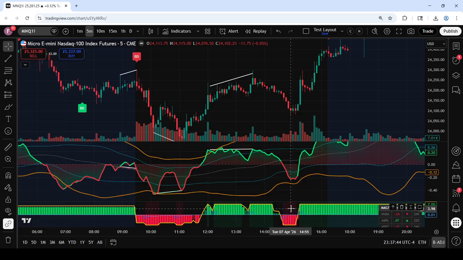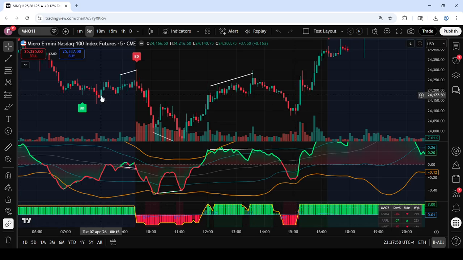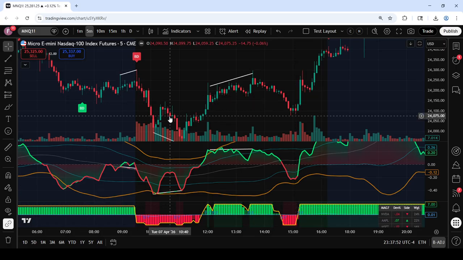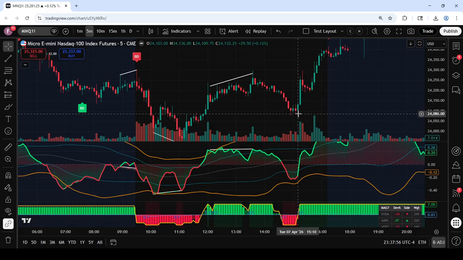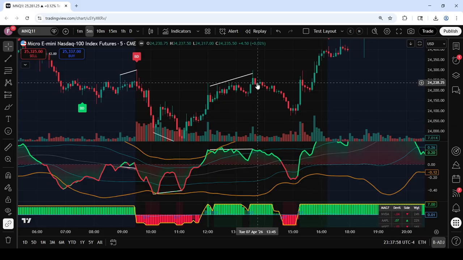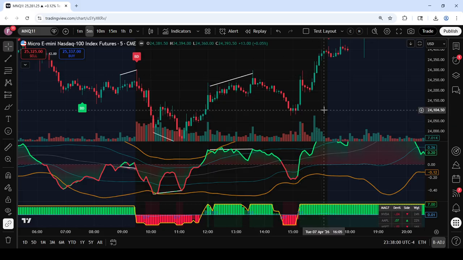Then you get these two wicks. That's a good signal to get out. This will not tell you when to get out most of the time. Right here, you could have taken it here, gone out here. But most of the time, it doesn't tell you when to get out or the best place to get out. It just tells you when the reversal is coming.